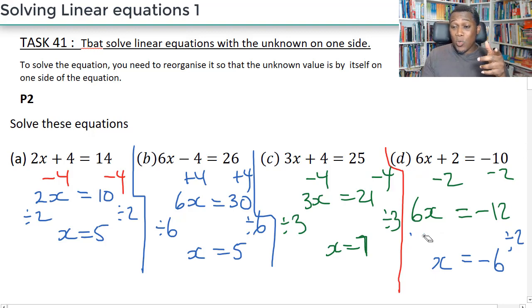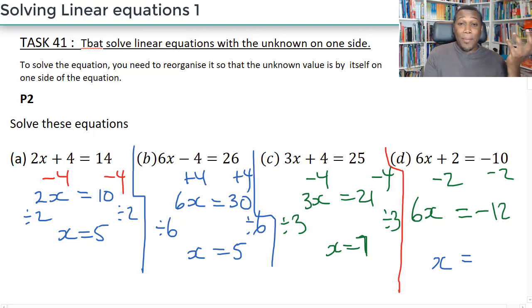Yeah, I divided by 2. What am I dividing by 2 by? The answer is 2. That was happening. I was thinking about the answer. It's dividing both sides by 6. Dividing both sides by 6. So the answer is going to be x equals 2.